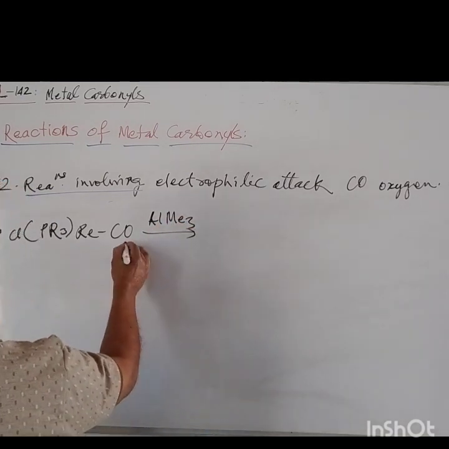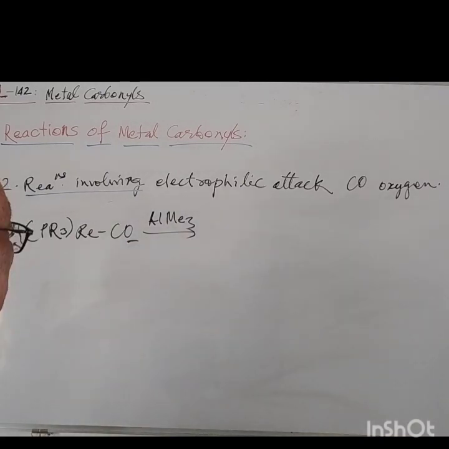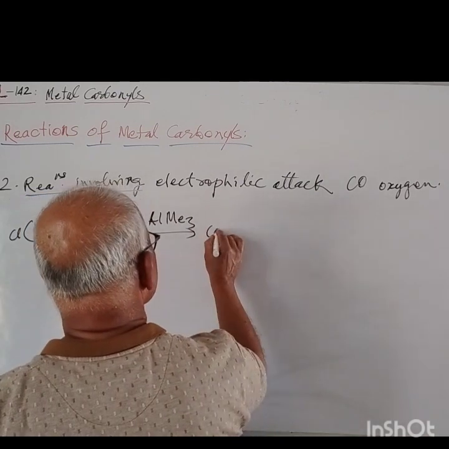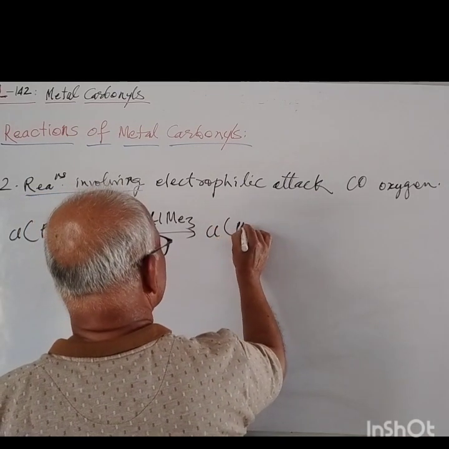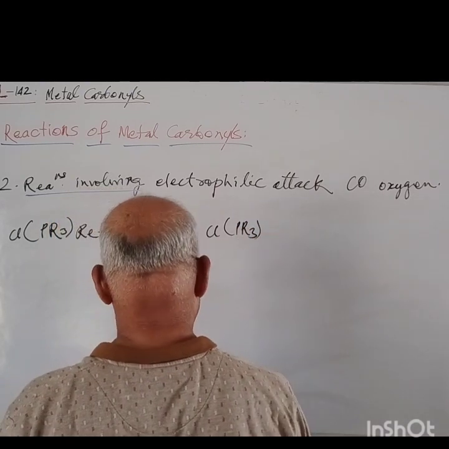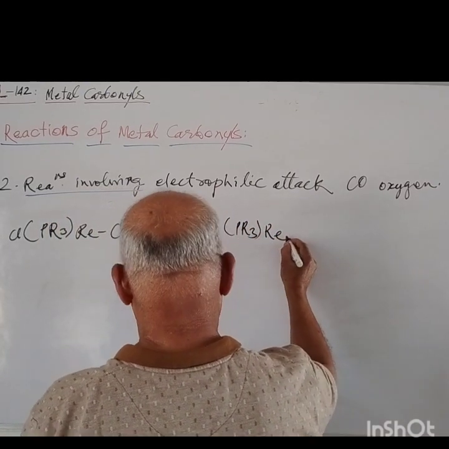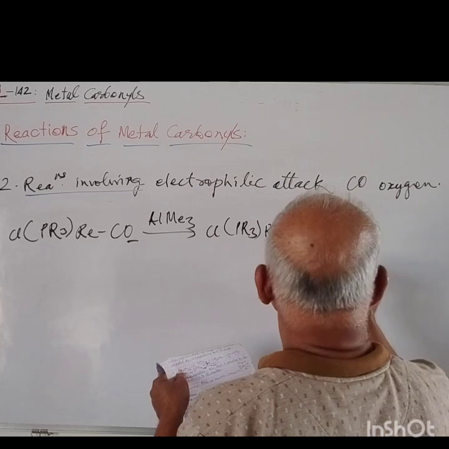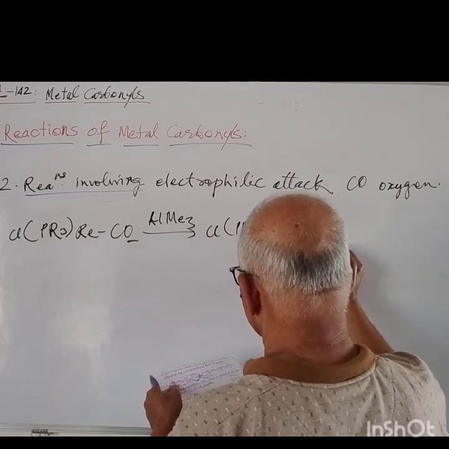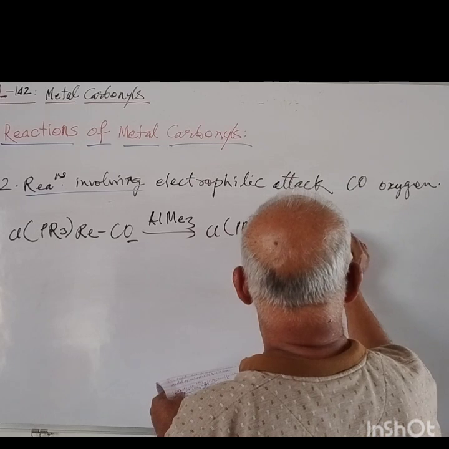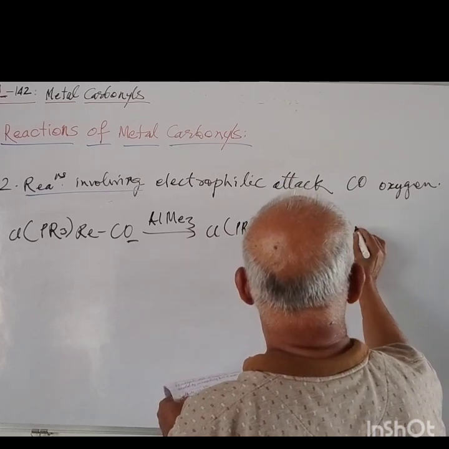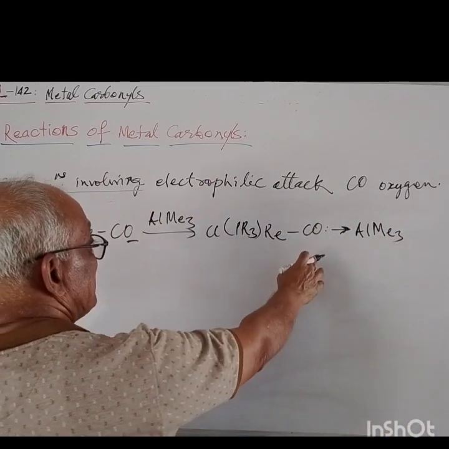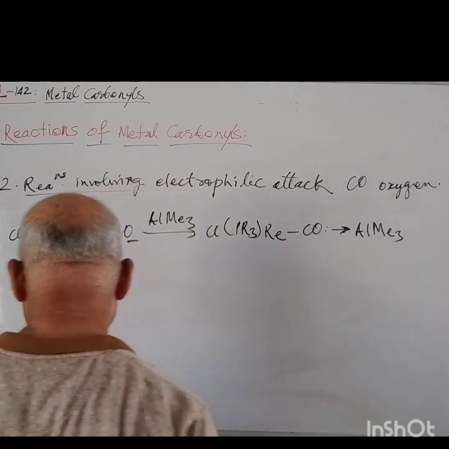So this oxygen is active here. So this will be bonding with this oxygen and it will produce the product. This oxygen is electron rich and it will bond with this AlMe3. So this is a Lewis acid base reaction, this is the Lewis base, this is the Lewis acid.